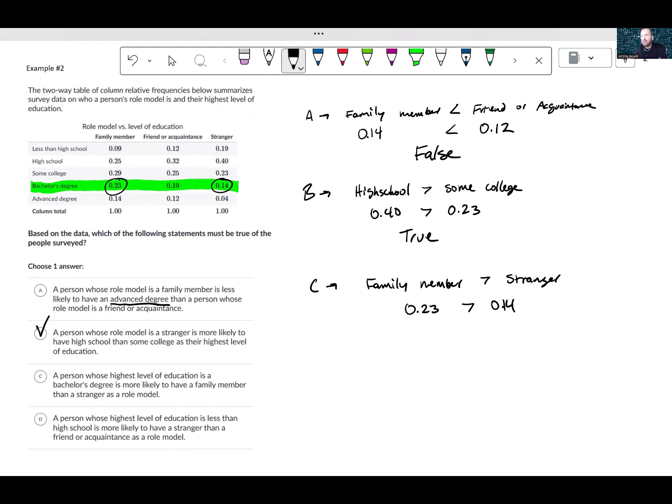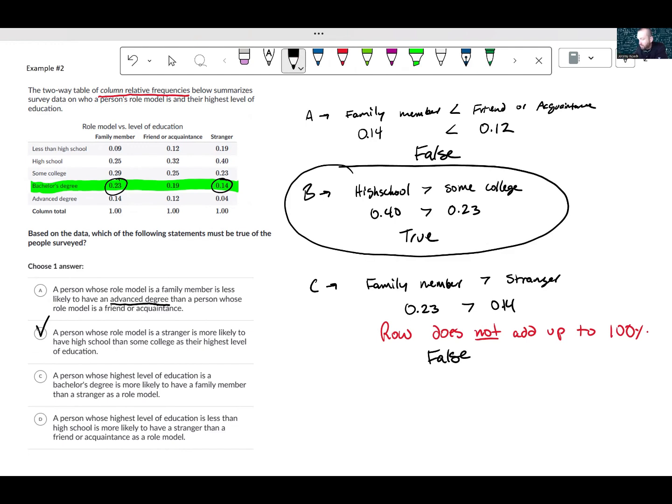But if we're looking at the bachelor's degree row, this row does not add up to 100% because this is a column relative frequency table. So C is false also. And I'm just going to circle B because we know that that's our answer. So C is false. Let's look at D and see if we can see another counterexample.